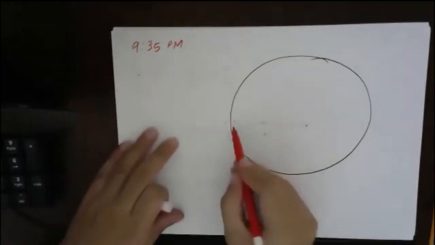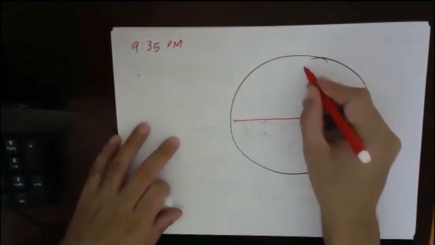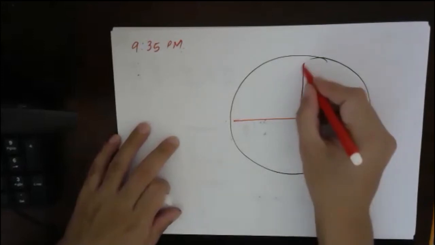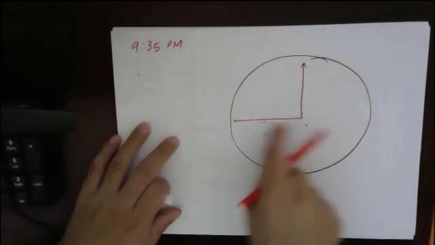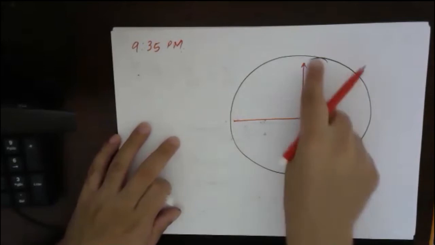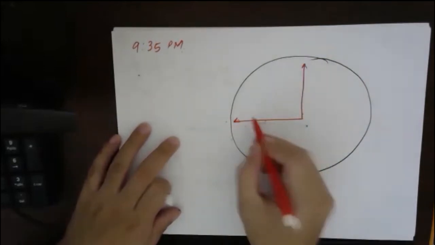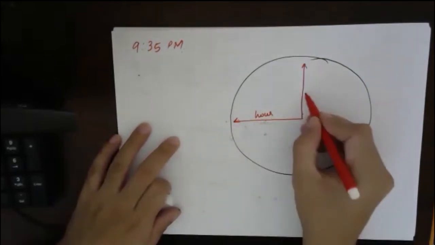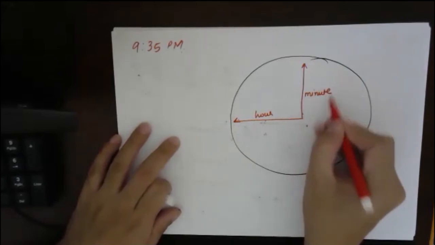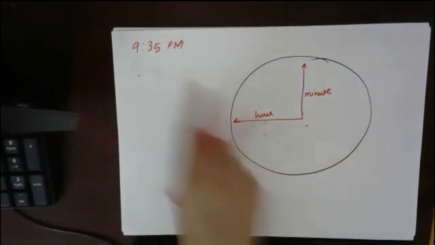So 9 p.m. is exactly like this. This is the minute hand and this is the hour hand. Okay. Now what will happen at 9:35?